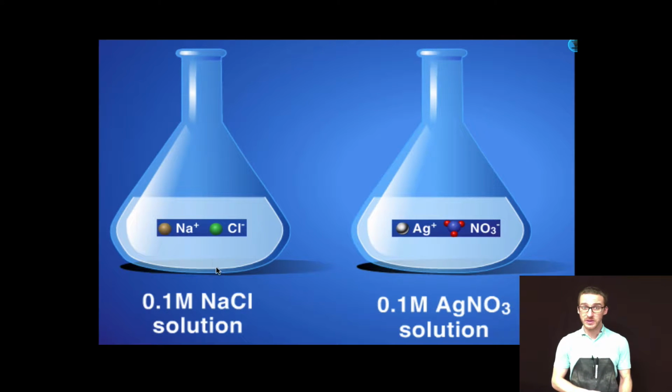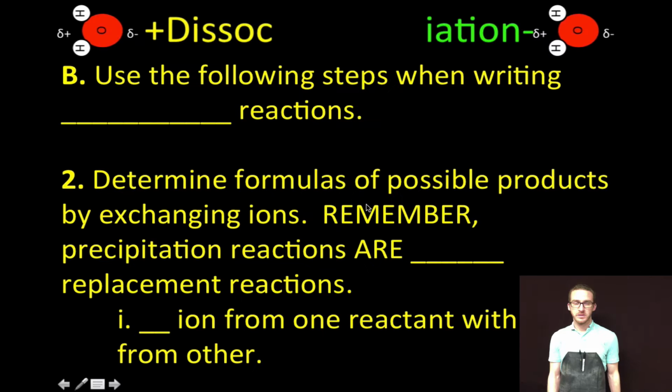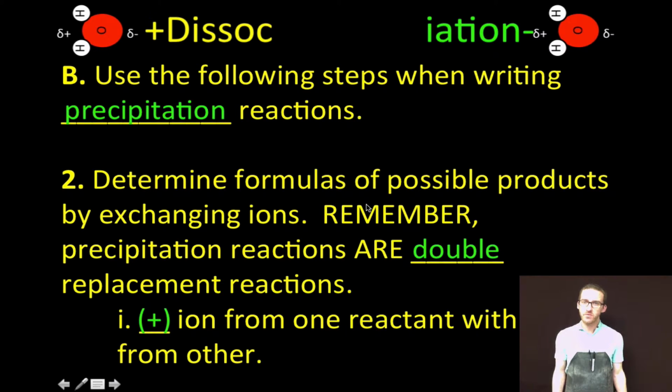In the sodium chloride solution, we've got sodium ions and chloride ions. In the silver nitrate solution, we've got silver ions and nitrate ions. So that's your first step. Just think about what ions are in each of the aqueous solutions that you're starting with. Step number 2. Determine formulas of possible products by exchanging ions. Remember, precipitation reactions are double replacement reactions. They're just going to switch partners.